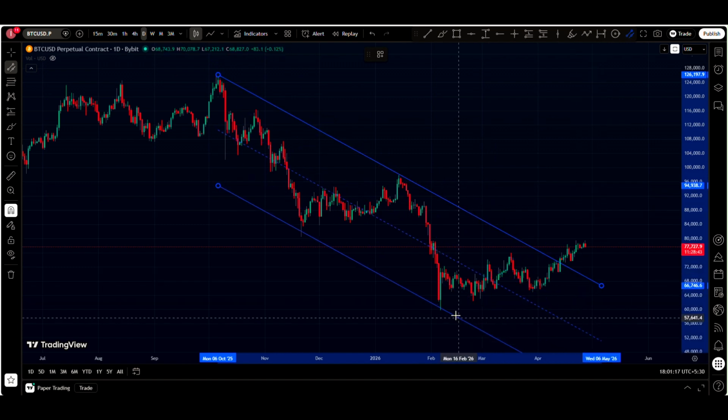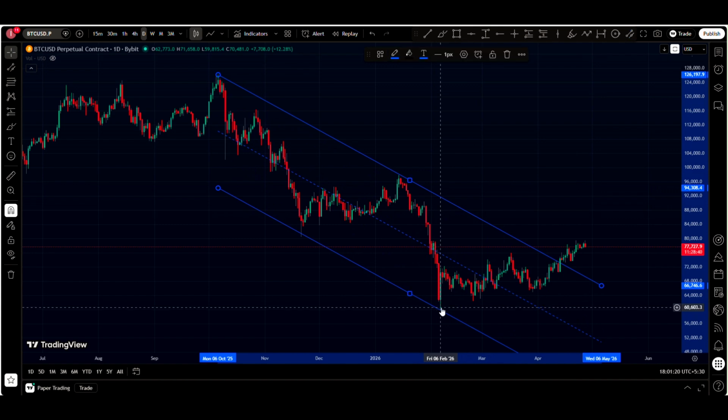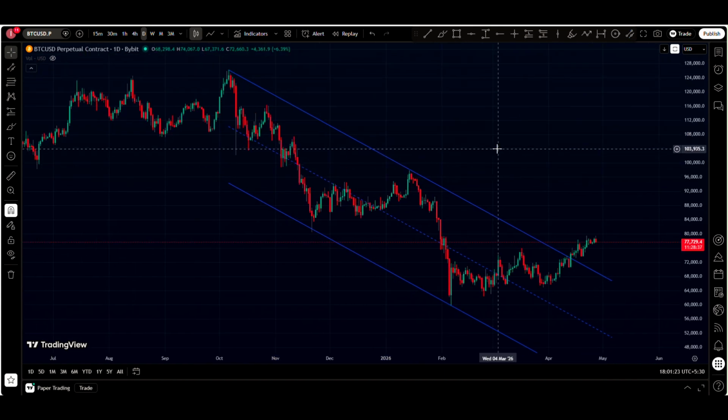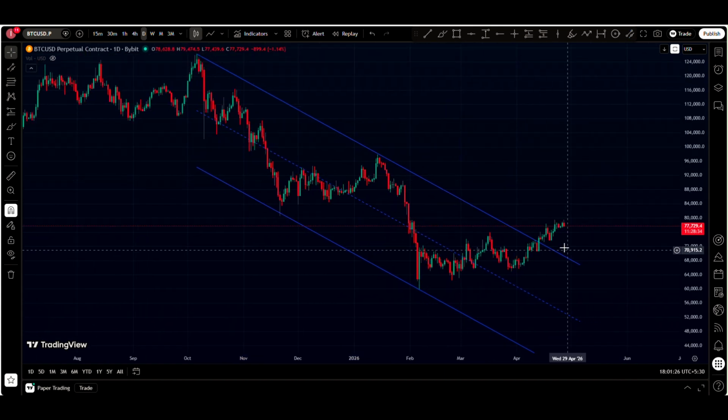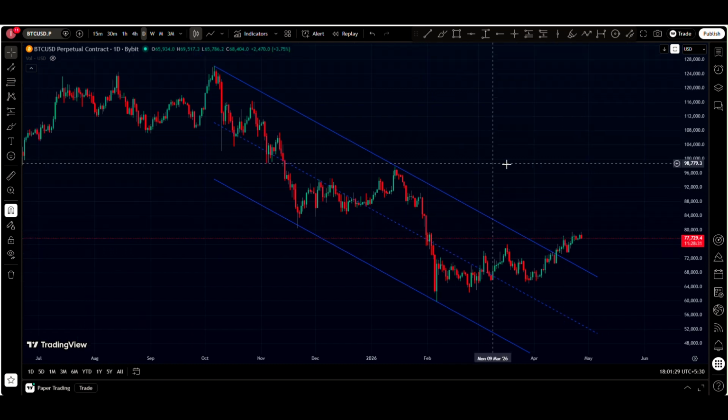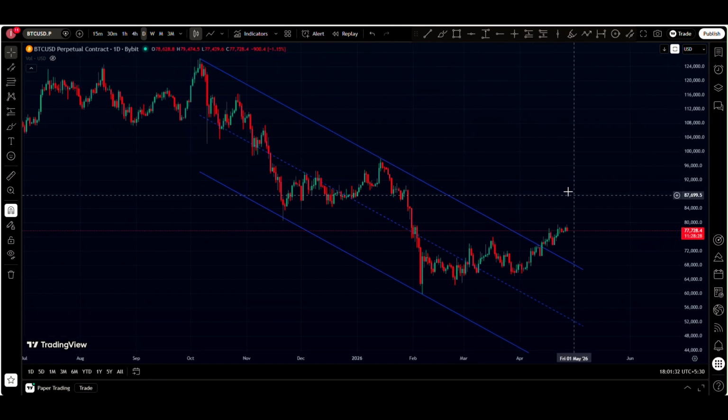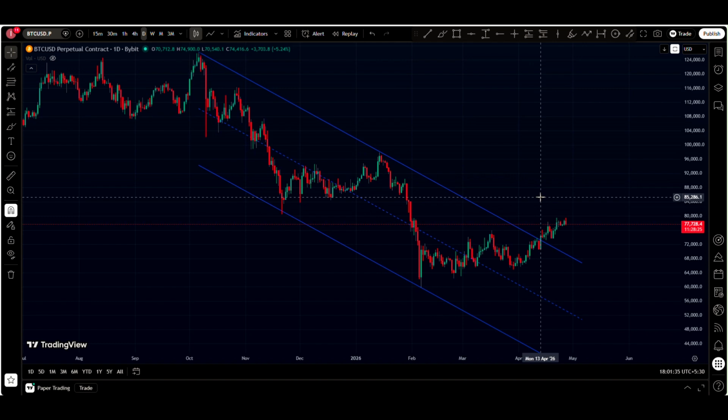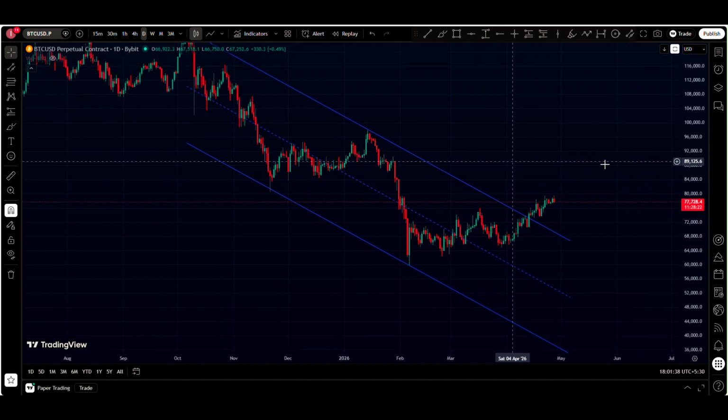So there is a falling parallel channel. Now you can see the parallel channel was broken out, and that breakout is confirmed.